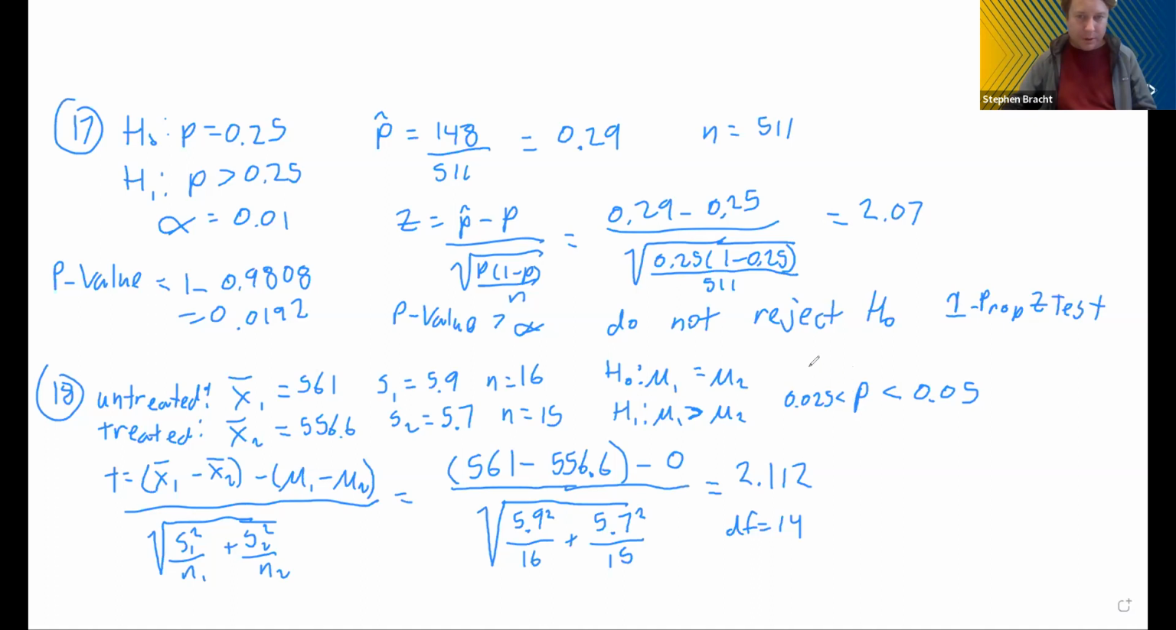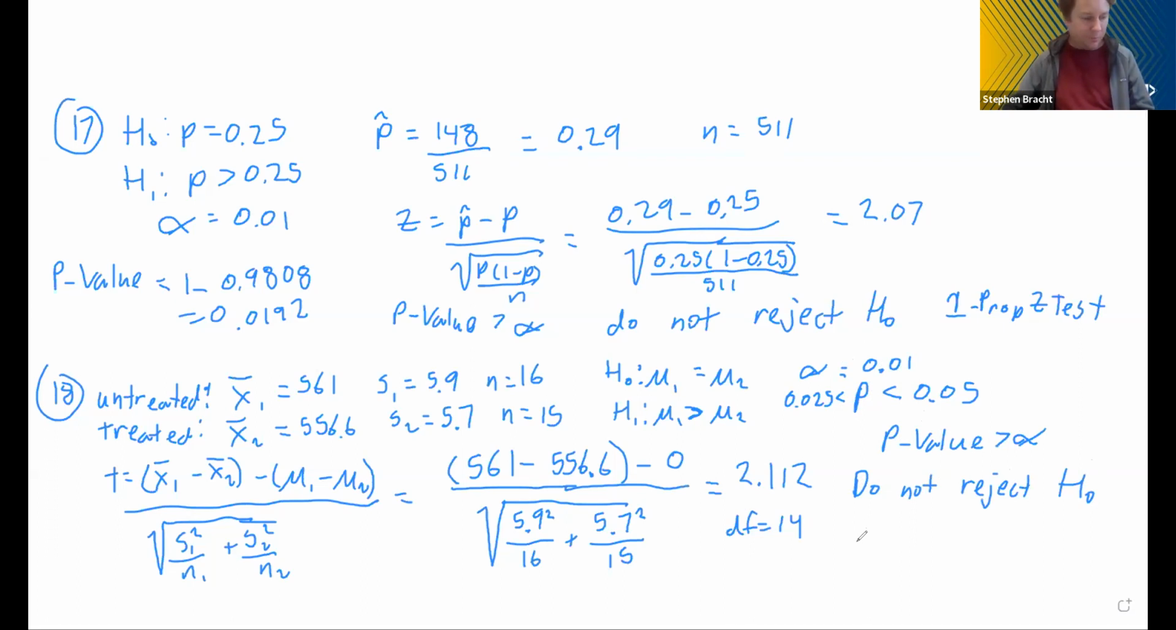Alpha, I forgot to write that down, but alpha was given in the problem as 0.01. So it looks like my p-value is greater than alpha. So that means I will not reject the null hypothesis. Okay. And that's how you do it.